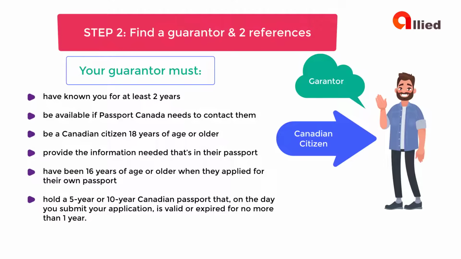Who can be a guarantor? For new passport applications, you will need to find a guarantor to sign your application, one of your passport photos, and all copies of any supporting identity documents you are submitting with your application. Your guarantor must have known you for at least 2 years. Be available if Passport Canada needs to contact them. Be a Canadian citizen 18 years of age or older. Provide the information needed that's in their passport. Have been 16 years of age or older when they applied for their own passport.